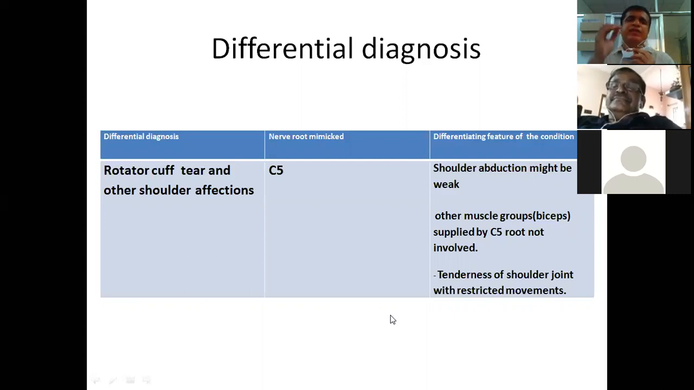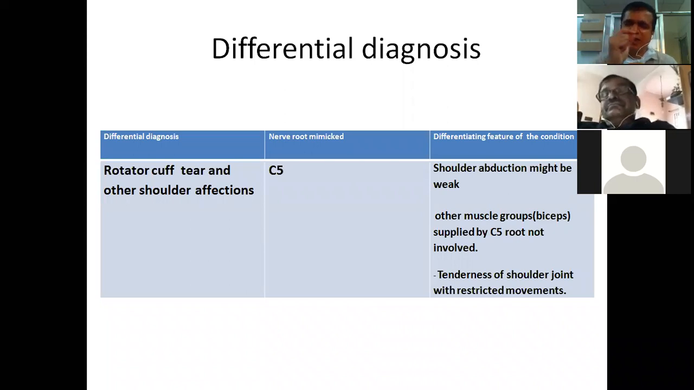Second, if there is a rotator cuff tear or supraspinatus tear, the shoulder abduction will be weak. So the patient will have some neck pain, some shoulder region pain, and weak abduction. You should not conclude that the patient is having C5 radiculopathy. You should examine other muscles also. For C5, elbow flexion will also be weak. So if you find that shoulder abduction is weak, you test for elbow flexion. If elbow flexion is also weak, you think regarding C5 radiculopathy. If elbow flexion is normal, then you should think in terms of rotator cuff tear. So these are the ways to differentiate between shoulder pathology and C5 radiculopathy.